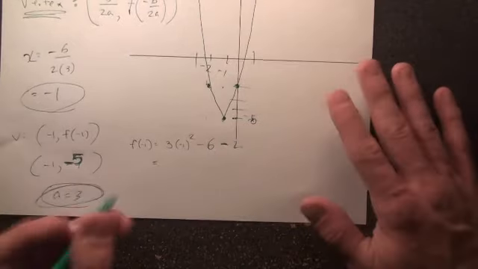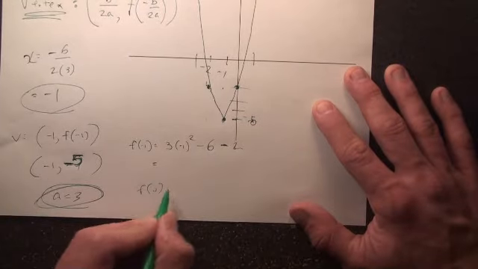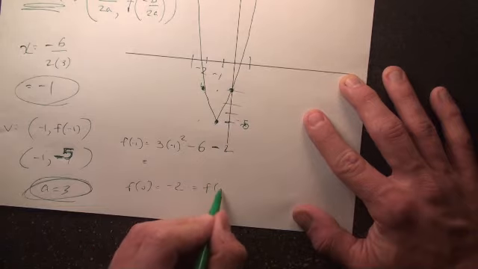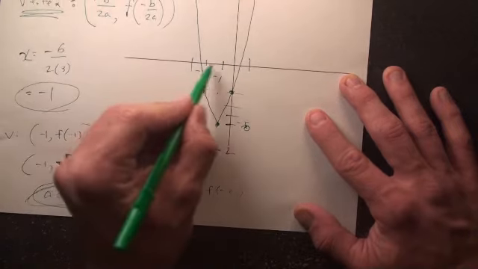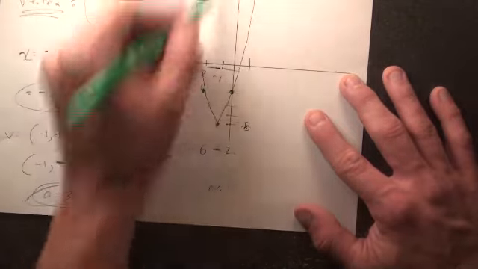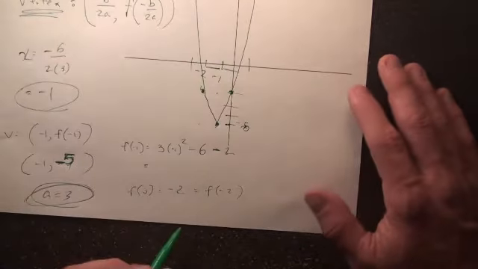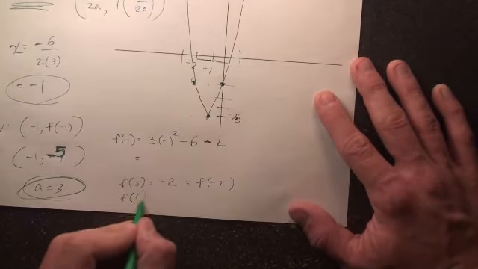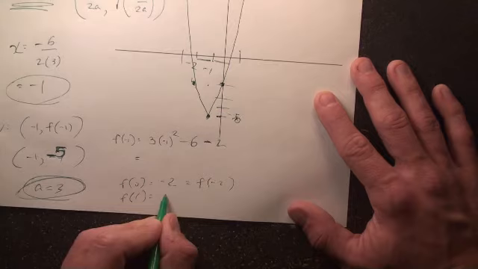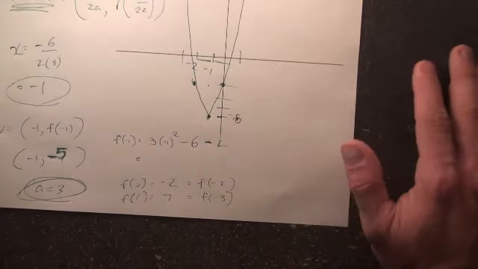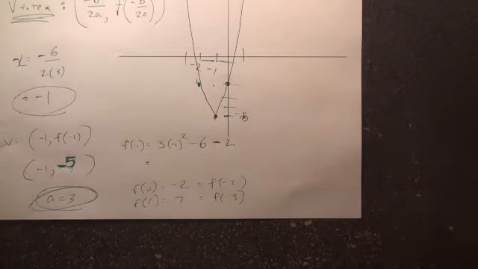Now, by the way, if you found f of 0, you would get negative 2 if you plugged it in, which would be the same thing as f of negative 2. They're both one away from the vertical line x equals negative 1, which is referred to as the axis of symmetry. Then if you found f of 1, that would give you 7, which would be the same thing as f of negative 3. Those are both 2 away from negative 1.